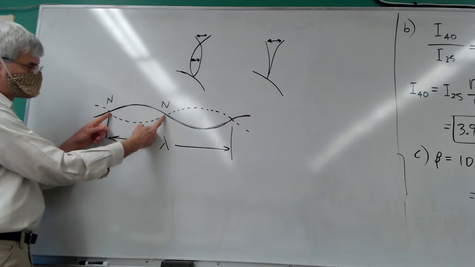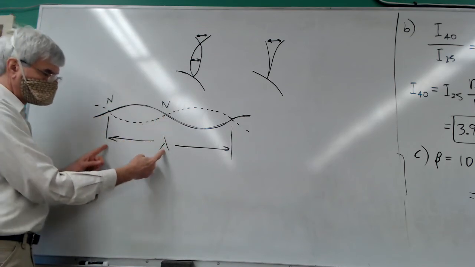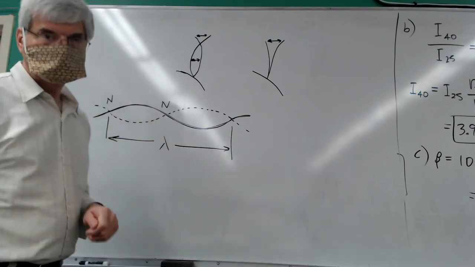So node to node is only half a wavelength, like it says there. Wavelength is 2 times the distance from node to node. I guess it's time for another book.